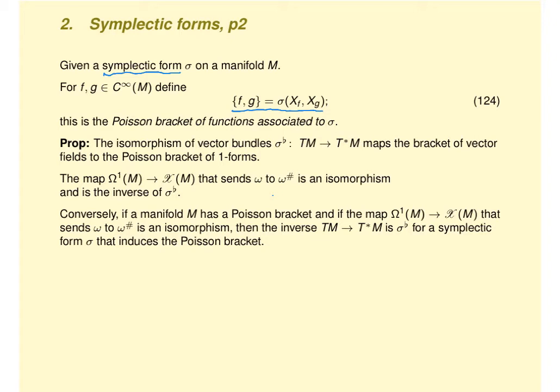Here's a proposition. The isomorphism of vector bundles, sigma flat, maps the bracket of vector fields, that's the ordinary bracket of vector fields that has nothing to do with symplectic geometry and nothing to do with Poisson brackets, to the Poisson bracket of one forms associated with the cotangent bundle. So again, I invite you to do this as an exercise.